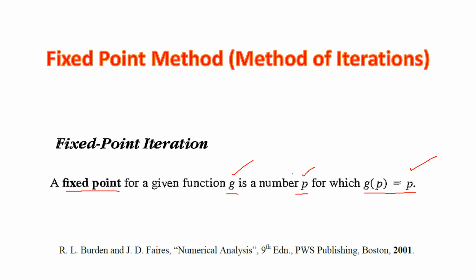Actually, this is the intersection of any function g(x) with the straight line passing through the origin, or y is equal to x. This point of intersection will be the fixed point.